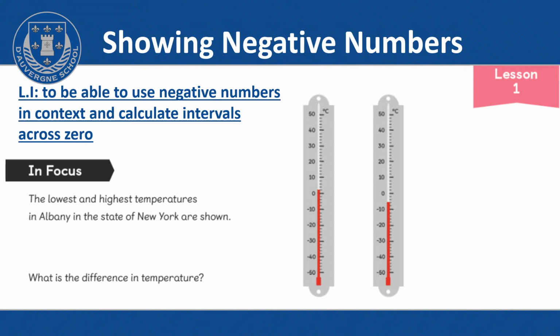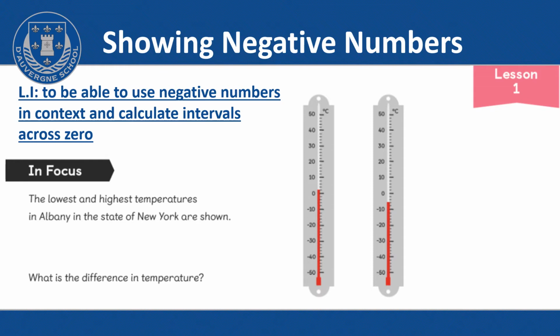Now we're going to look at our in focus task, and it says the lowest and highest temperatures in Albany in the state of New York are shown. Okay, and we can see on the screen here we've got two thermometers with some temperatures shown on there, and we can see that they are shown in degrees Celsius. If you see that little C at the top of each of them with a little circle, and the question is, what is the difference in temperature?